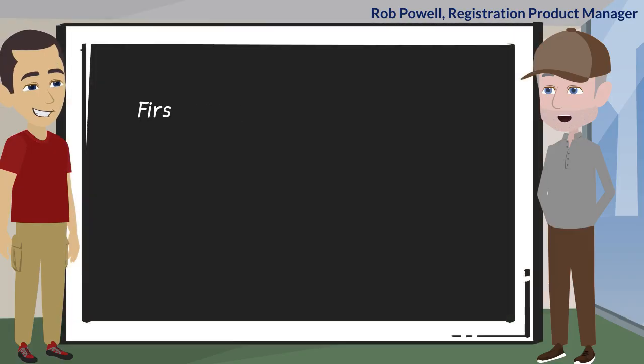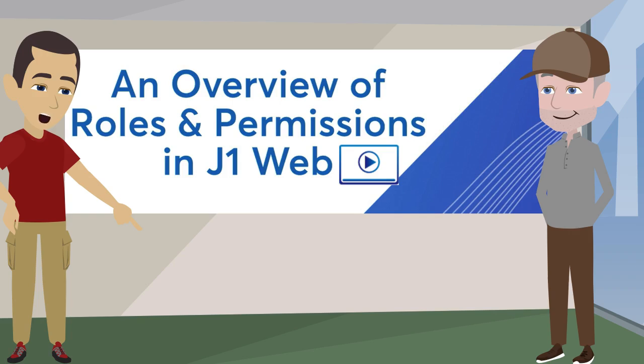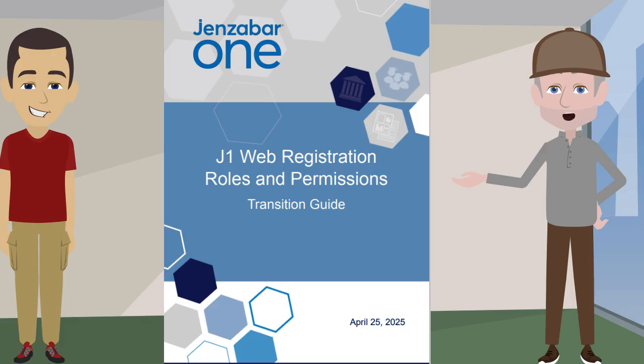So take some time to understand how it works in general before you set up the registration roles. Watch the overview of J1 Web Roles and Permissions video, and read the J1 Web Registration Roles and Permissions Transition Guide. It'll show you the big picture and all the details for setting up registration permissions.